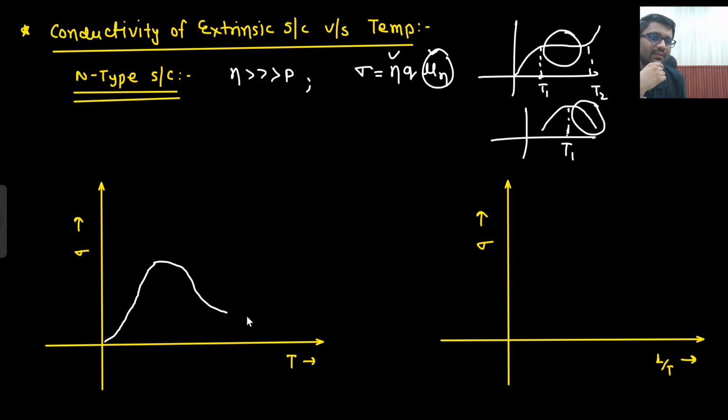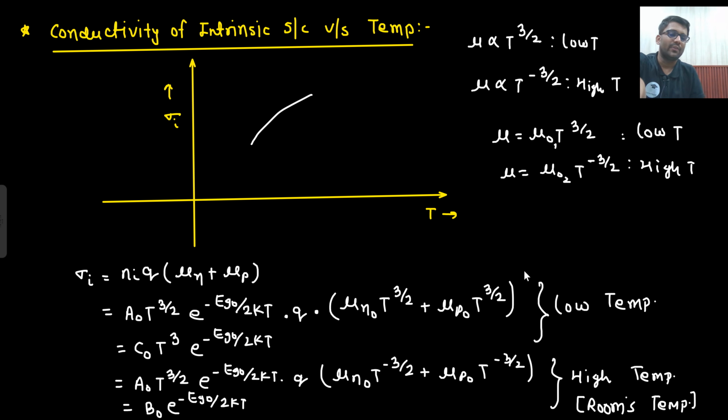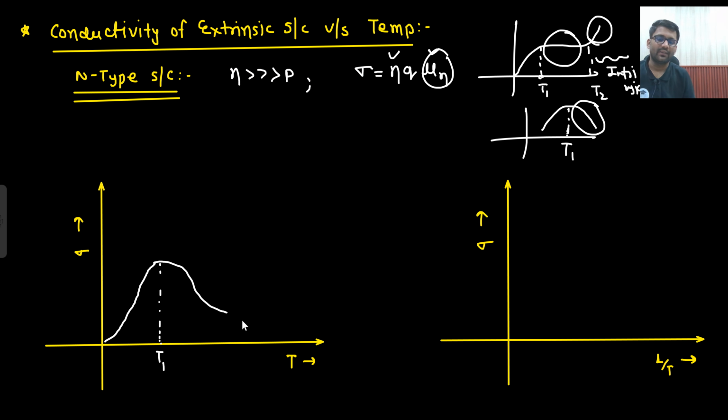After that, what is happening? An increasing graph and a decreasing graph. I am talking about at T equals T2. This is T equals T1 at room temperature. But if the temperature becomes very high, then your semiconductor will become an intrinsic semiconductor. And in the intrinsic semiconductor, the conductivity always increases. So conductivity will always increase.